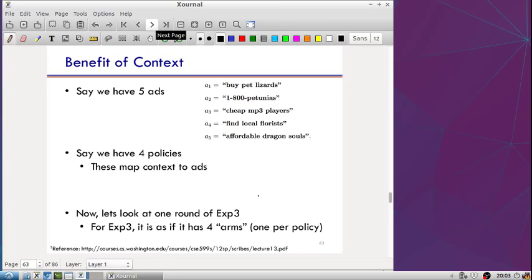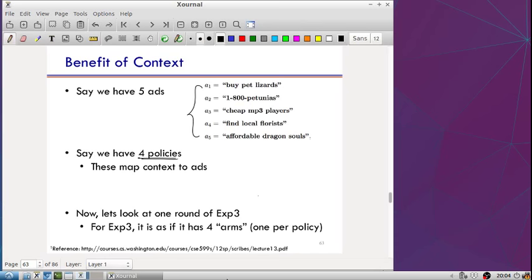So let's say we have 5 ads, A1 to A5. And let's say, for simplicity, we have 4 policies. In the sense, there are 4 functions which say, if this is the profile, show this ad. If this is the profile, show this ad. So there are 4 different such rule sets, or business rules, or mappings, basically, from context to actions.